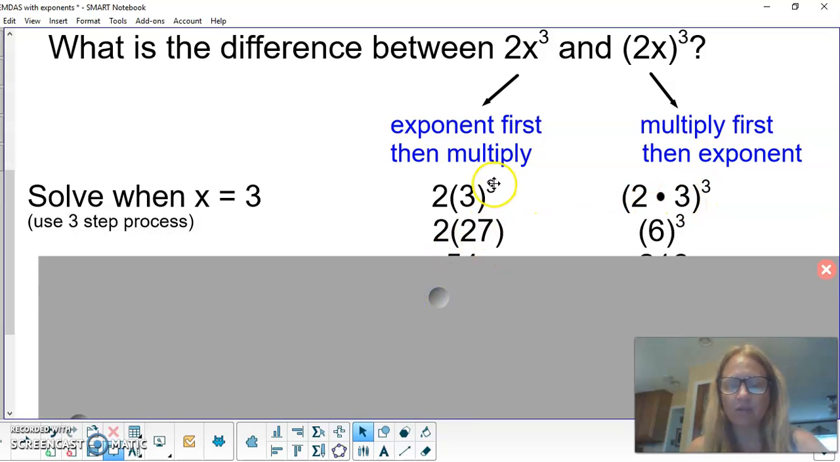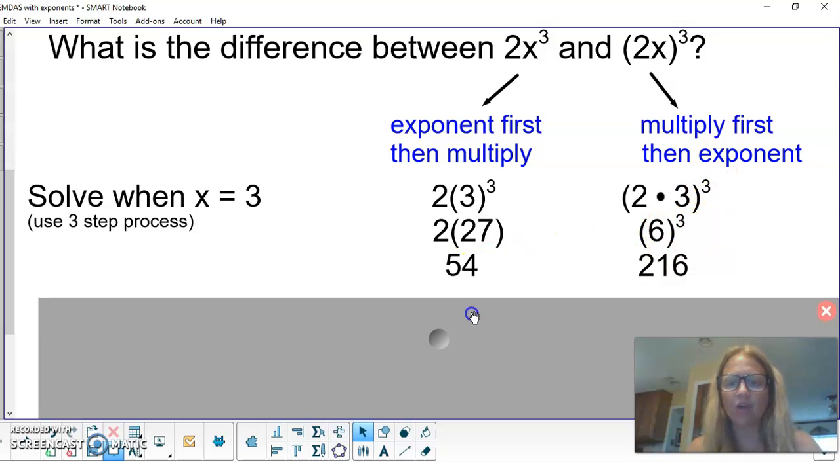So you're going to take 3 to the 3rd power with your calculator. You get 27. We did not multiply yet. We did not use that 2. You bring it down. Here, multiply inside the parentheses, 6. I didn't do exponents yet. I'm going to bring this down. And then you can go ahead and solve it. So you can see there are 2 totally different answers just by inserting parentheses.